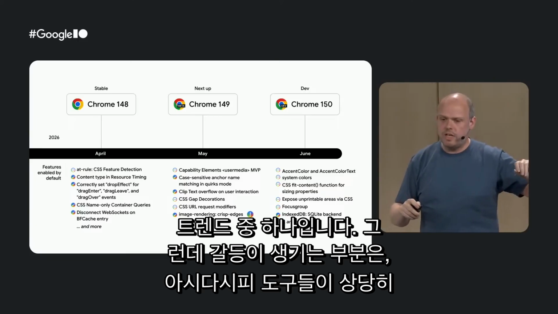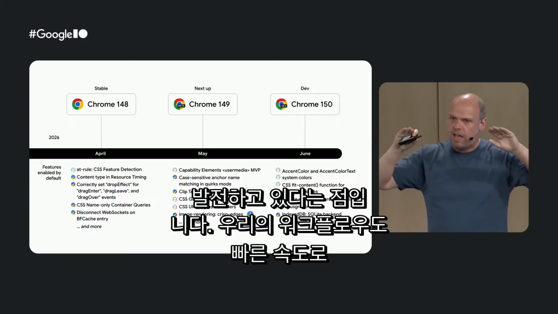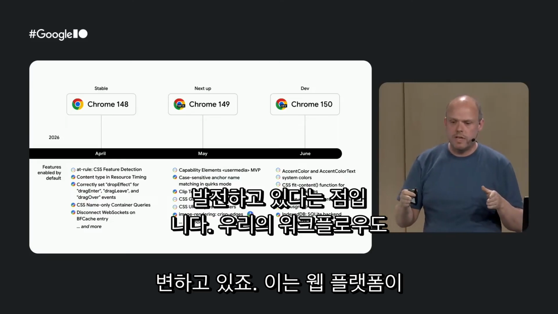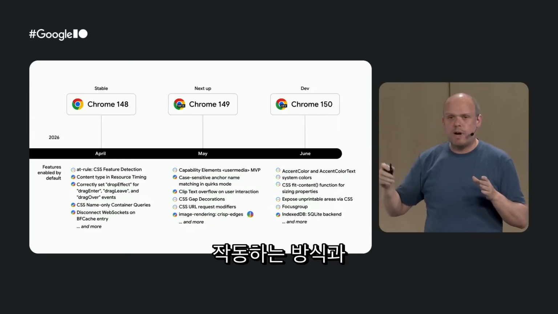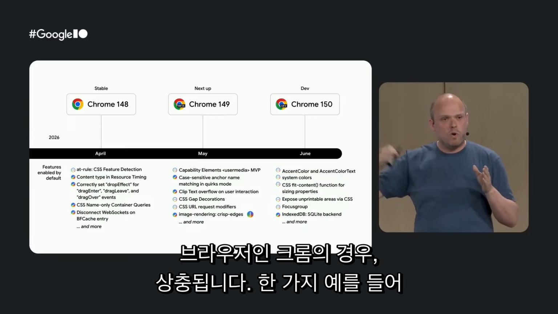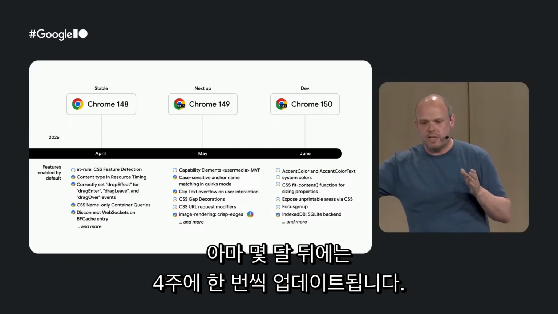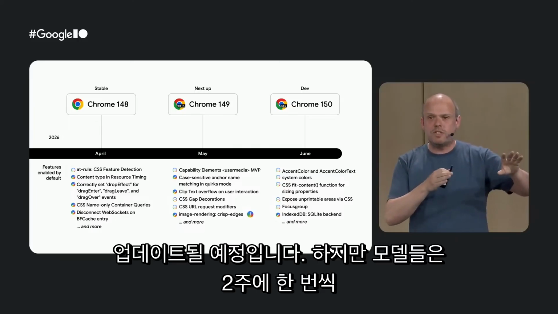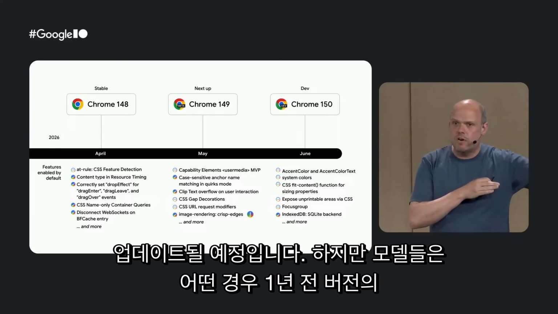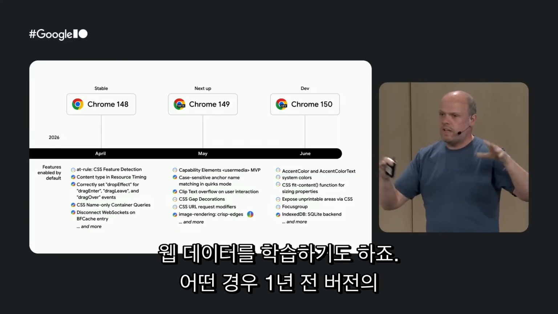Now, the tension is, obviously the tools are advancing at a pretty rapid pace. Our workflows are changing. It's in conflict with how the web platform works. If you take one example of a browser, Chrome, it updates once every 4 weeks. I think in a couple of months, it's going to update once every 2 weeks. But the models are trained on a version of the web from a year ago in some cases, right? And so how do we deal with that tension?